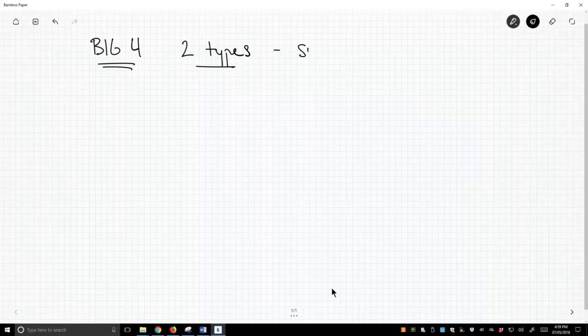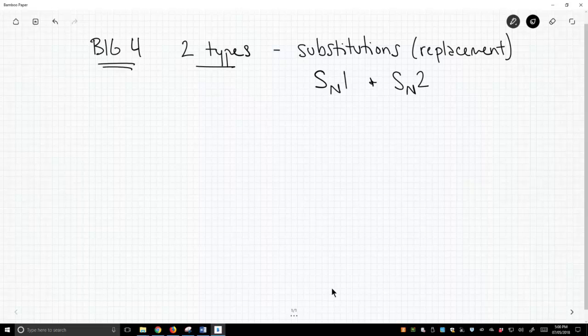There are substitutions. And the substitutions involve replacing one group with another. So these are replacement reactions. Now the replacement reactions fall in two categories. One is the SN1 reaction, and that is a capital S, a subscript capital N, and a 1. And the other substitution is called the SN2. That's a capital S, subscript capital N, and a 2.